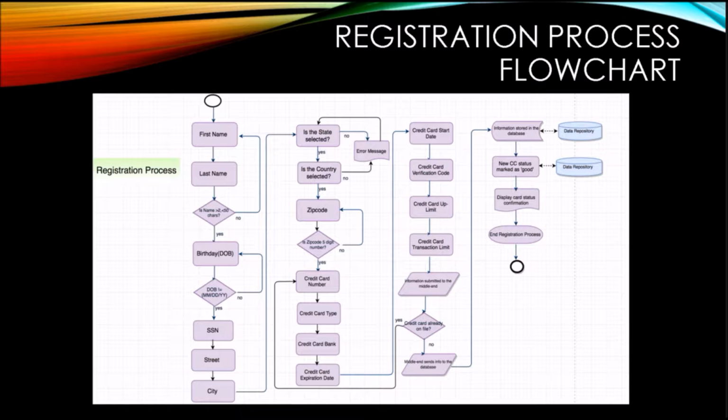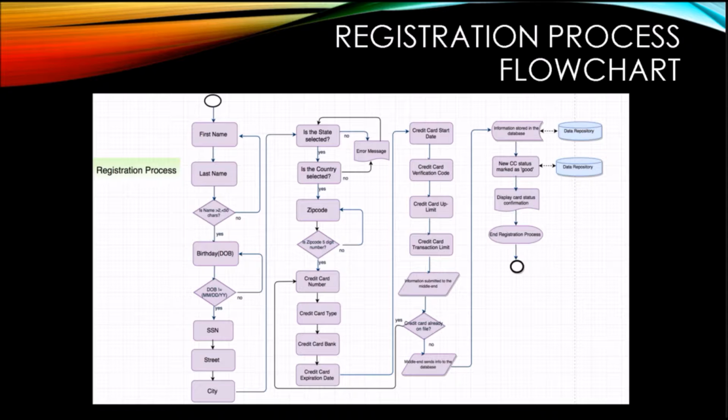Then the user has to enter their social security number, street address, city, and then there's a drop-down menu for state and country. If they don't select a state or country, it gives them an error message and it goes back to the state. They have to enter a zip code, which has to be 5 digits long. If it's not, it goes back to the zip code.